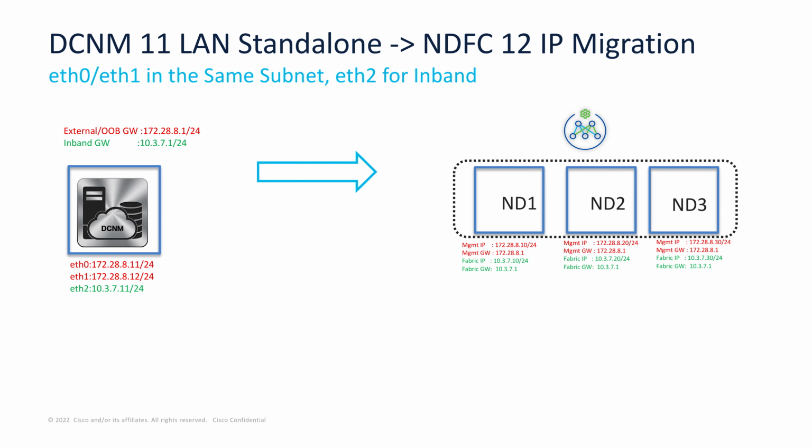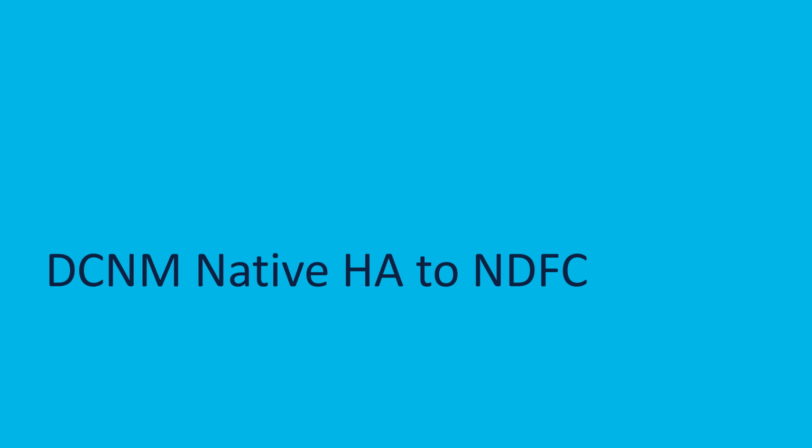Now what happens when ETH0 and ETH1 are in the same red subnet and ETH2, which is in the green subnet, is being used for in-band? This one's easy. We are going to use our management IP in the red subnet and our fabric IP would be in the green subnet. So those are some of the standalone scenarios. Now let's look at DCNM native HA to NDFC.